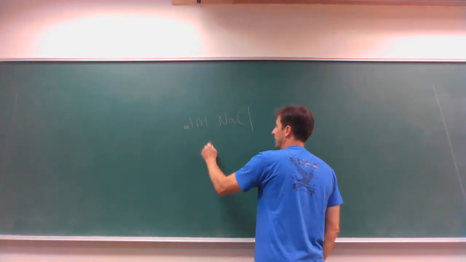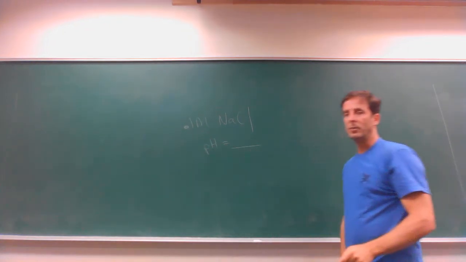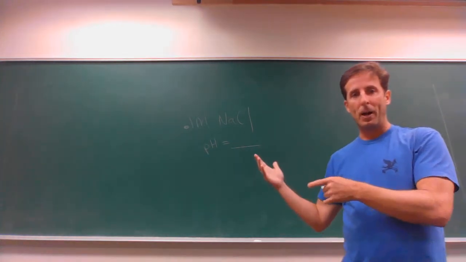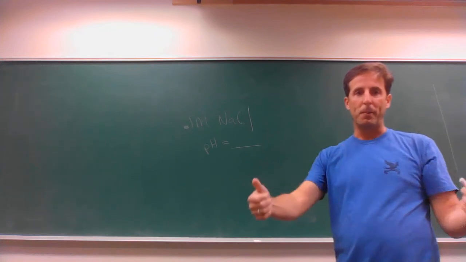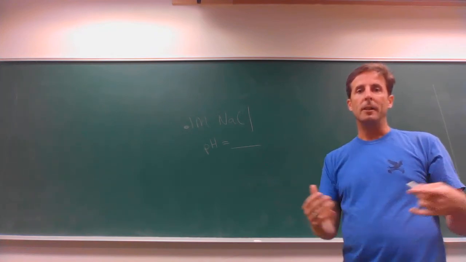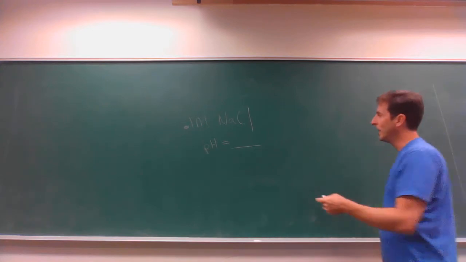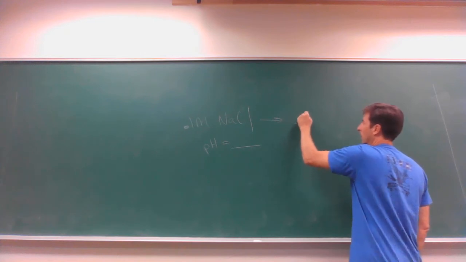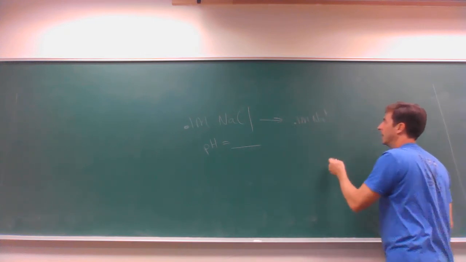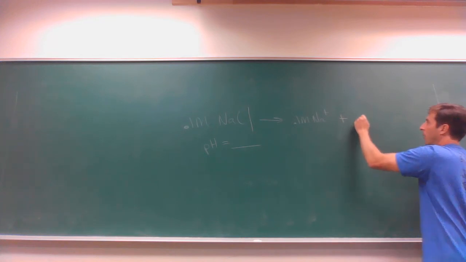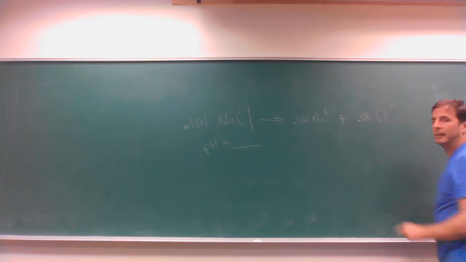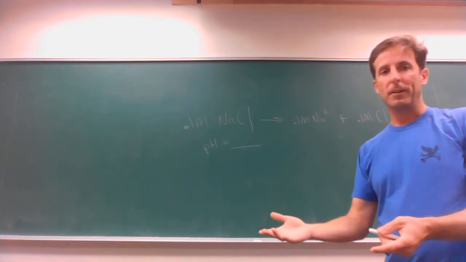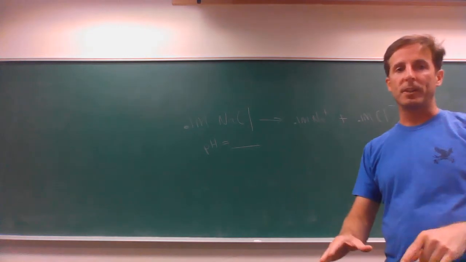What I have to think about is that when I dissolve sodium chloride in water, ionic compounds that are soluble split apart. Remember, they're strong electrolytes. So really what I'm going to have in that solution is not NaCl. It's going to be 0.1 molar Na plus and 0.1 molar Cl minus. I'm going to have these two ions floating around independently of each other. They really don't have anything to do with each other once they're in the solution.